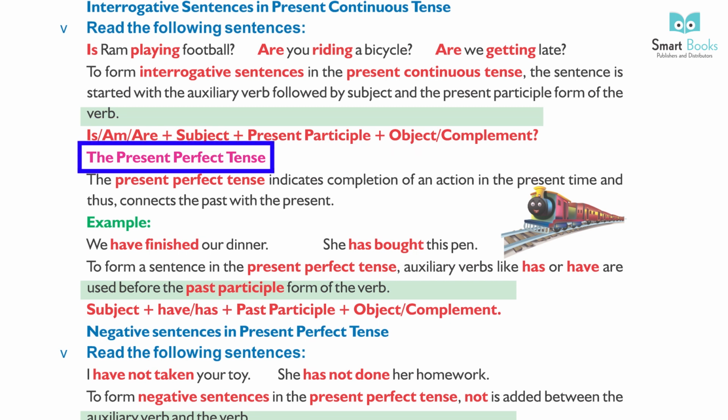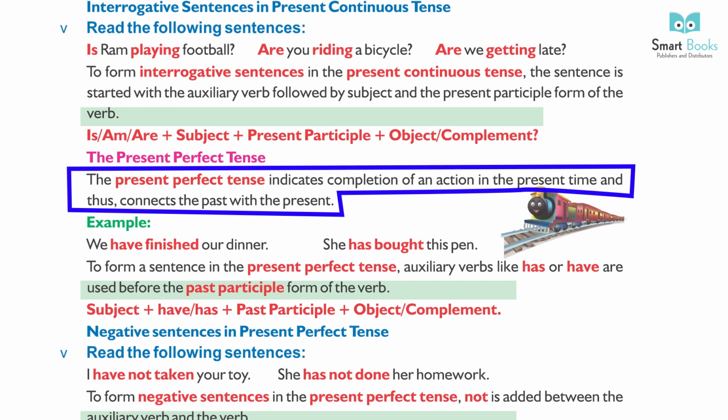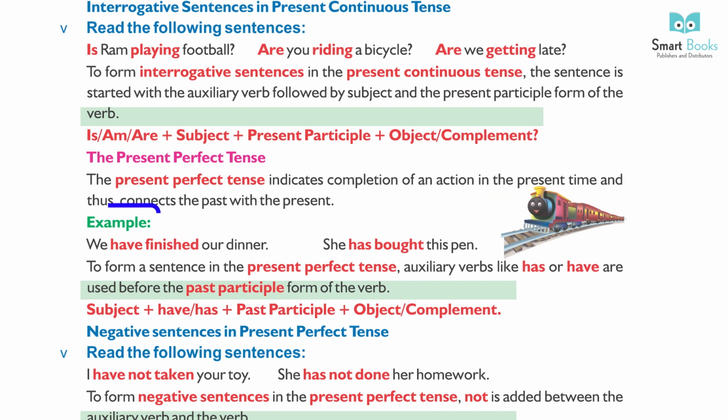The present perfect tense. The present perfect tense indicates completion of an action in the present time and thus connects the past with the present. Example, we have finished our dinner. She has bought this pen.